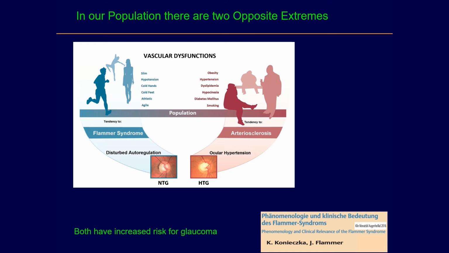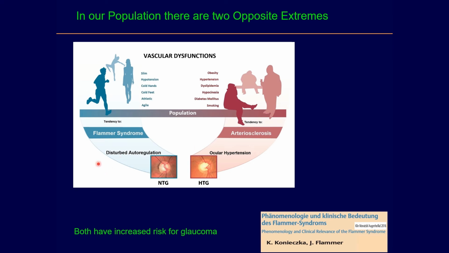There are two opposite extremes in society. Here, to the right, we have people with risk factors for atherosclerosis, such as obesity, arterial hypertension, diabetes, smoking, etc. And on the contrary, here to the left, we have people with risk factors for Flammer syndrome, such as slimness, arterial hypotension, cold hands, etc. The people with risk factors for atherosclerosis are more likely to have an elevated intraocular pressure and thus have a slightly increased risk for high-tension glaucoma.